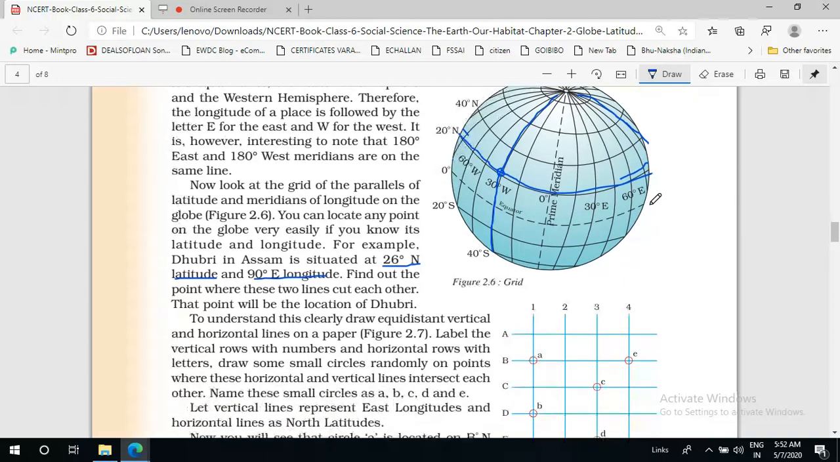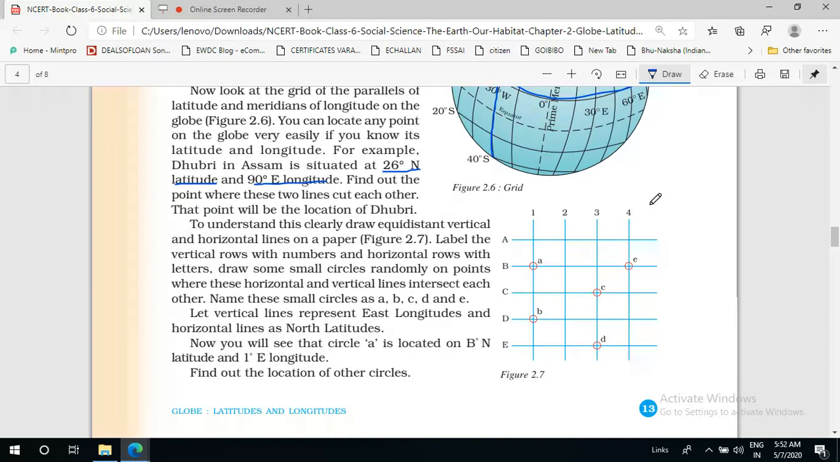Now, in order to understand everything clearly, this grid has been created. You can see here there are some vertical lines. These are vertical lines which represent longitudes, and these are horizontal lines which represent latitudes.